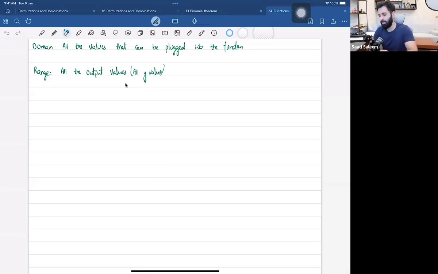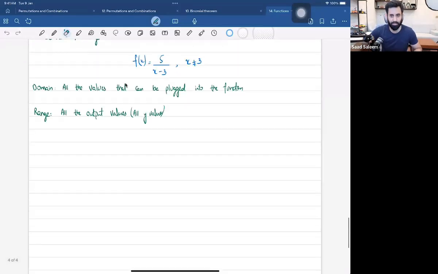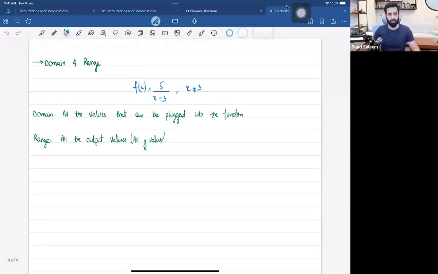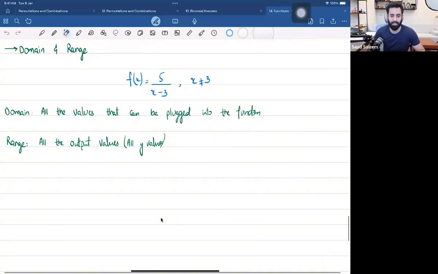Okay, so what is a domain? Domain are basically all the values of x that can be plugged into the function. So normally with functions like these, we see a specific value of x that cannot be plugged into a function. Why? Because if you plug in this value of x, the denominator becomes 0, which leads to the entire function becoming undefined.